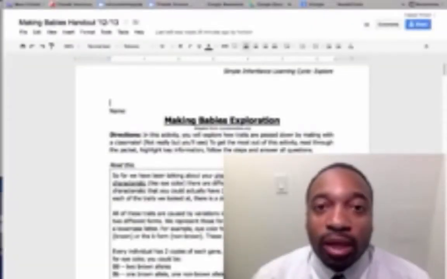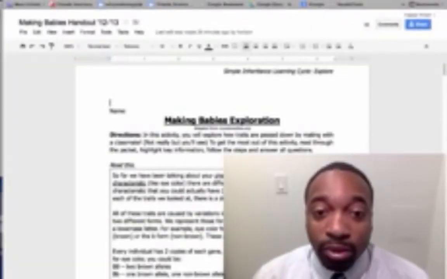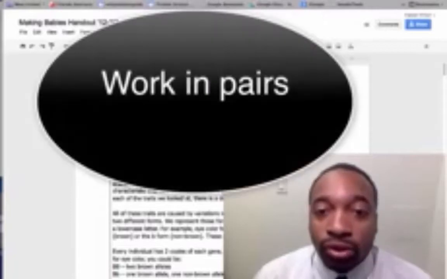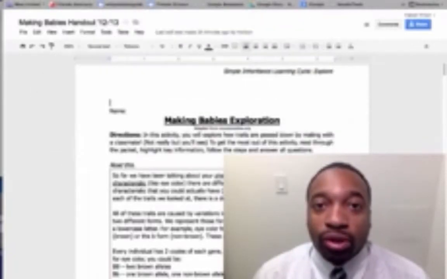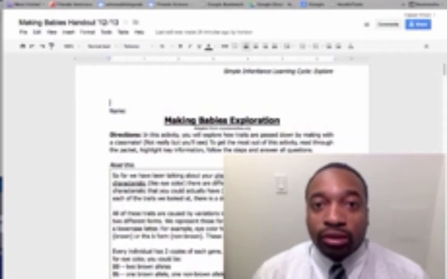So in the making babies exploration, you're gonna make babies. You're gonna make babies with a partner. You choose whoever you would like to work with. I'm assuming you guys are gonna be mature enough. If you need to work in a single sex group or not, whatever you like to do, that's fine with me.